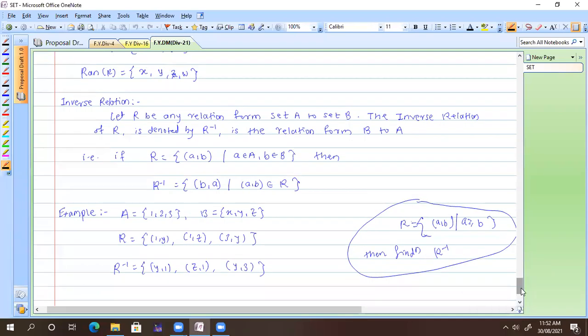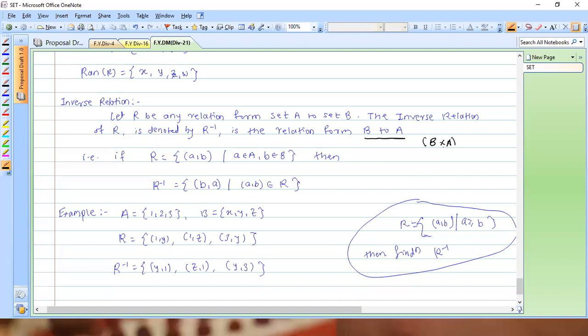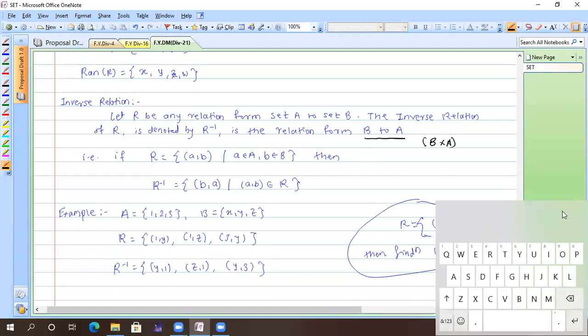Okay. So we are discussing what is inverse relation. Tell me, what is inverse relation? If R is any relation from set A to set B, then the inverse relation is denoted by R inverse, and it is a relation from B to A. When I say it is a relation from B to A, what does it mean? It is a subset of B cross A. Yes or no?